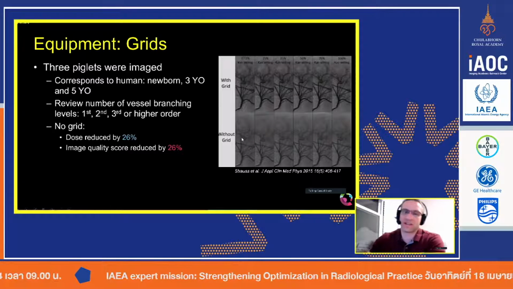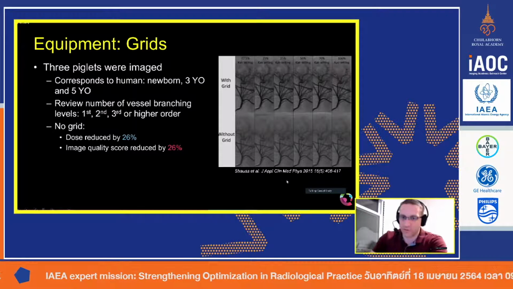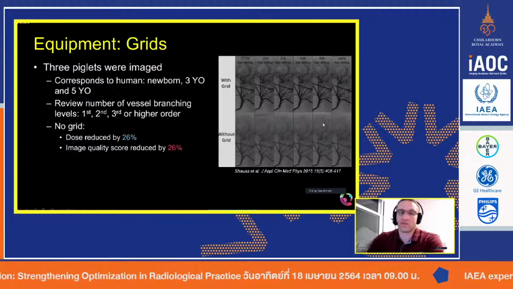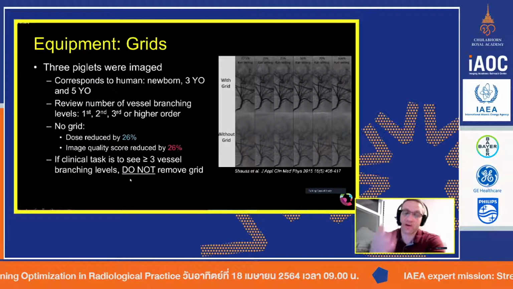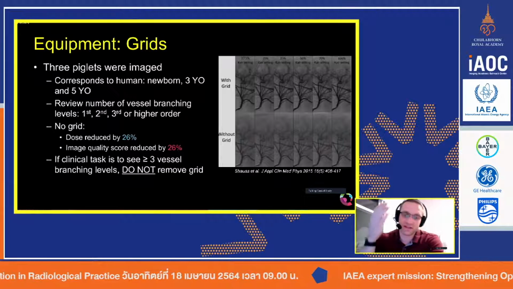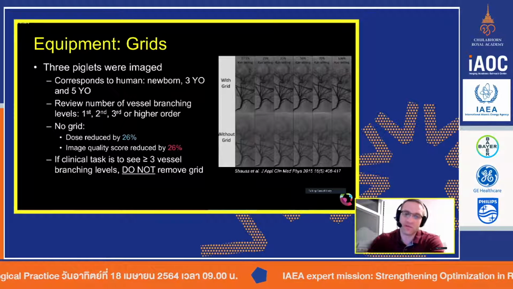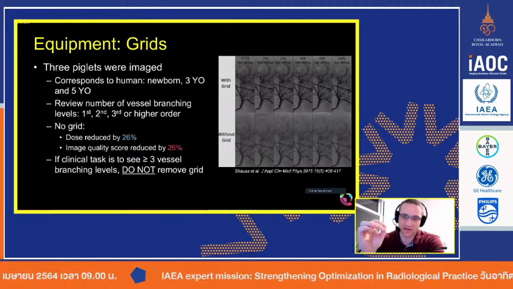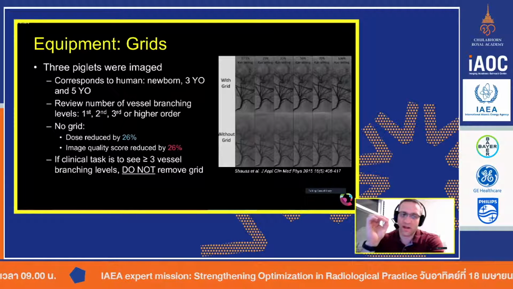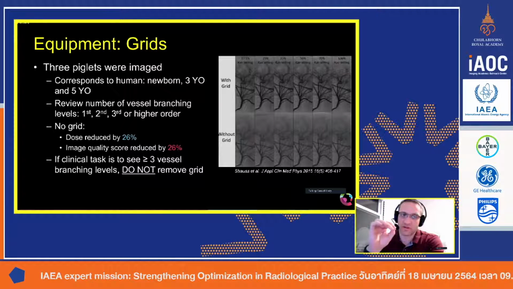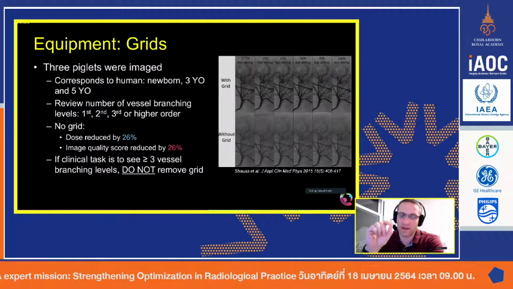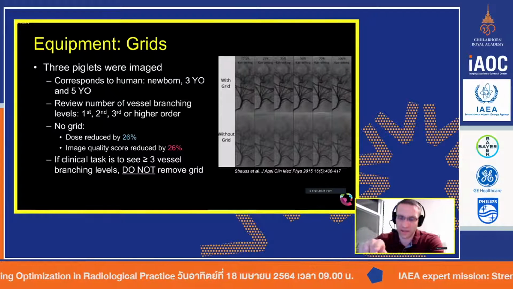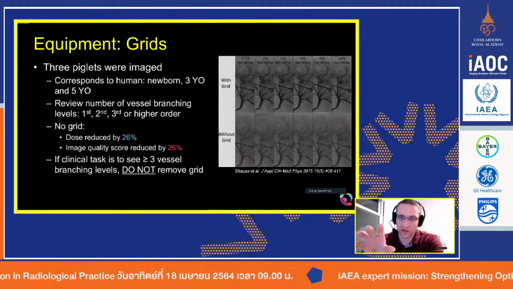But when you looked at the statistics, and you can go and read this paper if you're really interested, the level of image quality greatly was reduced. So then the question was, and I think this is the point I'm trying to make here, if the type of task you're doing requires image quality, then is the reduction of dose appropriate? In this case, the answer would be no. In this case, you should leave the grid in and you should image the body with the grid in.